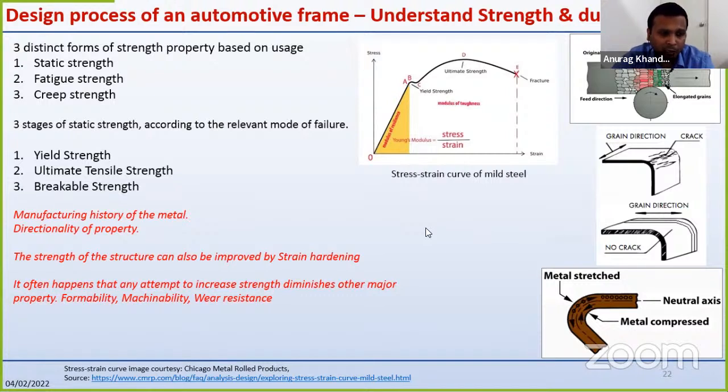There is another phenomenon during manufacturing, which is called strain hardening, through which we can also improve the strength of the final product. Mostly both hot and cold working, mostly when cold working is the final stage. We should also keep in mind that attempts to increase the strength actually reduce the formability, machinability, wear resistance, and ductility. So let's say through strain hardening I'm trying to increase the strength. The material is plastically deformed, but the overall ductility will further reduce. So that is one thing we should keep in mind.